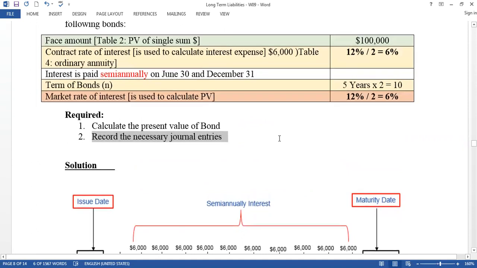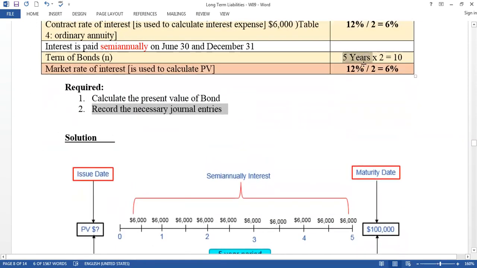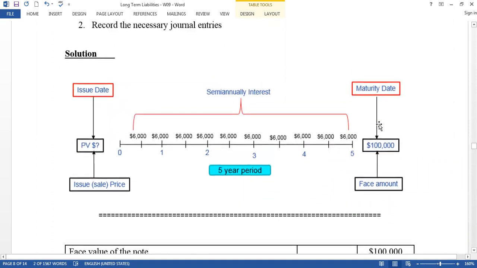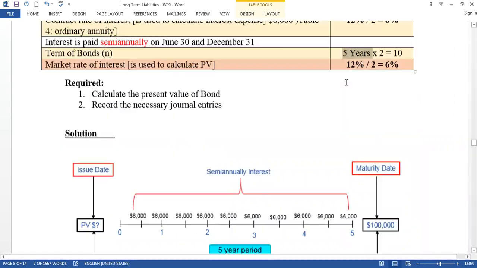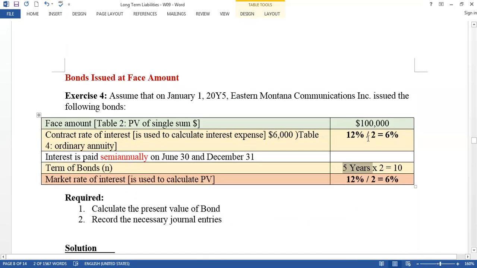So, according to this question, the term of the bond is 5 years, right? The term of the bond is 5 years. So 5 years later, you will pay them $100,000. And you promise them interest of 12%, and it is semi-annually. Semi-annually means 1 year, 2 times, right? So look here, 6,000 and 6,000, 12,000. 12% means $12,000, so we are going to divide it by 2.